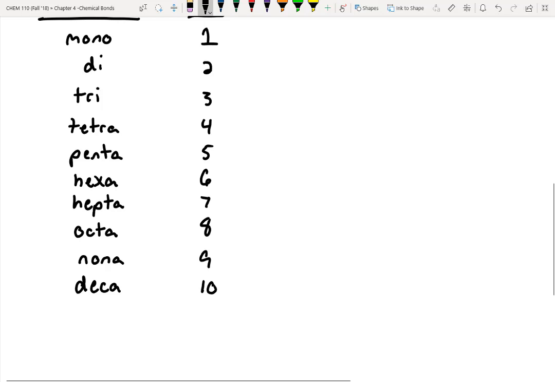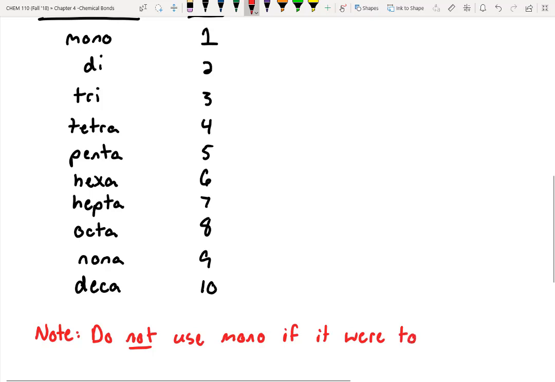There are actually ones going up to, I believe, 15, but I just want you to know 1 through 10. Those are the more common ones that you'll see in science. All right, I'll show you some examples of these. And I'm going to put an important note. The first note is do not use mono if it were to come first. And I'll show you what I mean by that with an example.